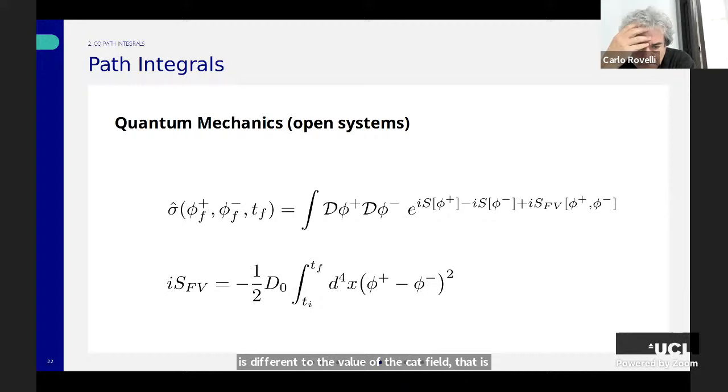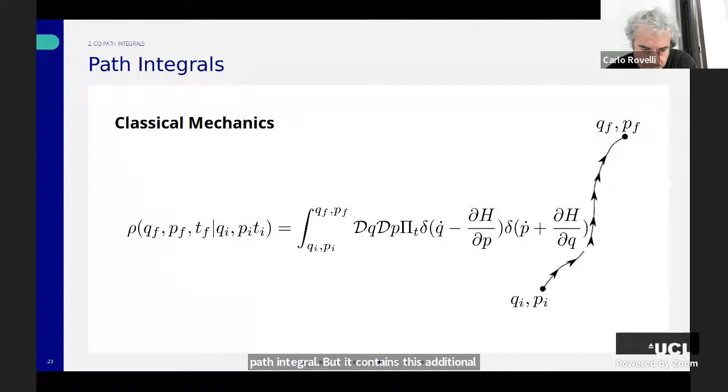And when the Bra field is equal to the Ket field, that's like the diagonal elements of the density matrix, and then this term doesn't do anything. So this is just a standard open quantum systems path integral, but it contains this additional decoherence term called the Feynman-Vernon term. Good. And let's now go to classical mechanics.